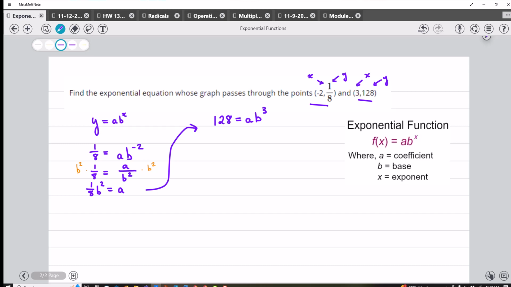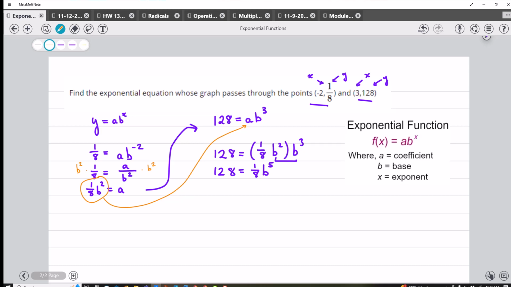And now what I can do here is where I see a, I can plug that in. And now I could solve for b. So I'm going to do that. I have 1/28 equals 1/8 b squared, b cubed. I feel like I'm playing bingo here. 1/28, 1/8. When you have same bases and you're multiplying, you do what to the exponent? You are correct. You would add them.